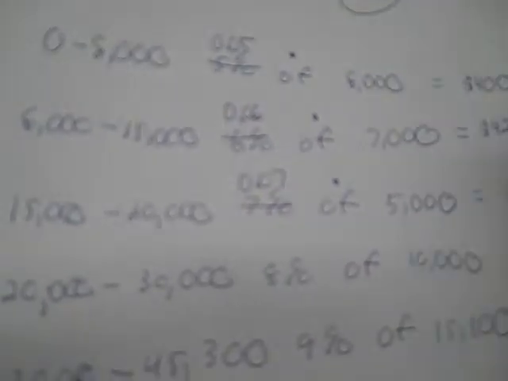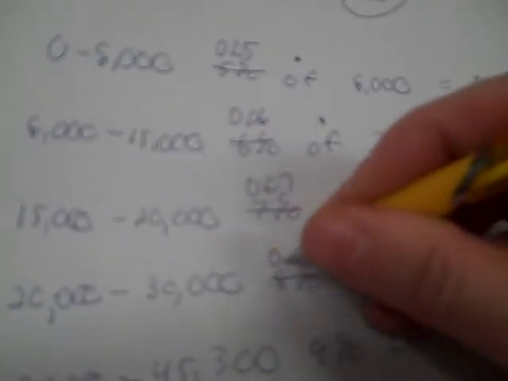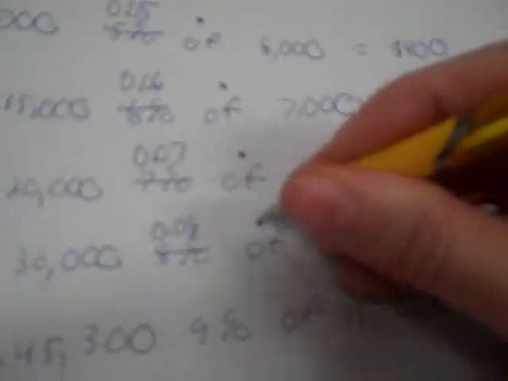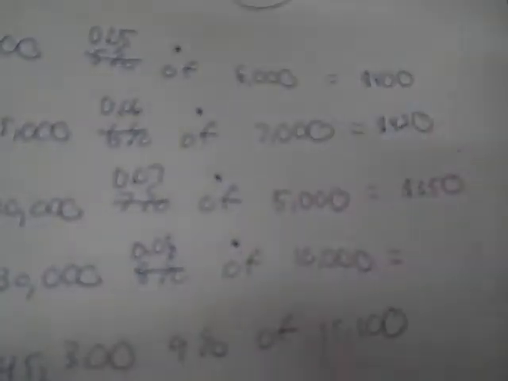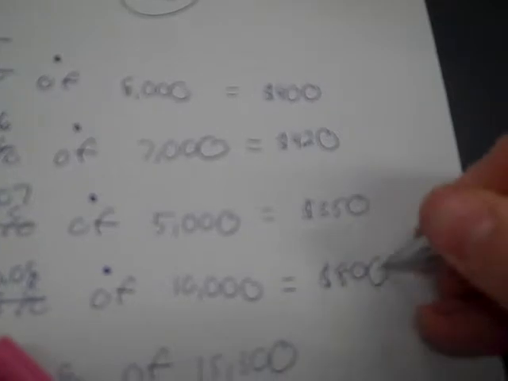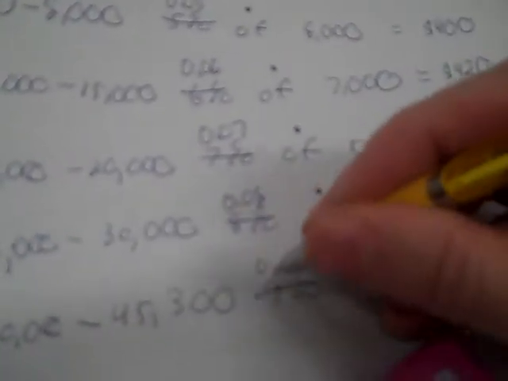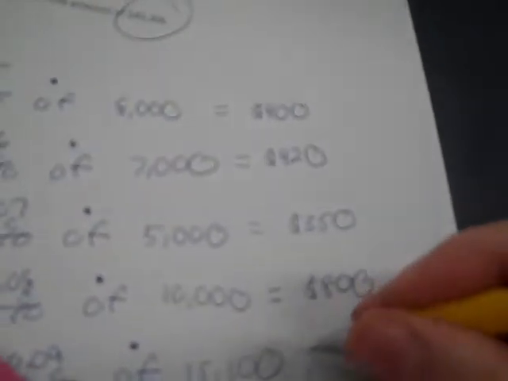Eight divided 0.08, you can tell where that's going. You know the pattern. Of means times. Okay. So I take 0.08 because I'm finding what 8% is of 10,000. I get 800. And then 9% times 15,300 is 1,377.